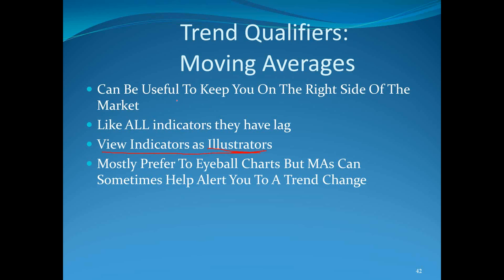Moving averages can be quite useful, keep you on the right side of the market. Now, we're not going to find much use in a moving average tomorrow in a lot of the stocks because they're brand new and they don't have a history and don't have a moving average. Now, all indicators have lag because they are a derivative of price. But the beauty of a moving average is sometimes it might begin to roll over or you might get a crossover. And if you're just looking at the chart, you might see something like this in the chart, okay?